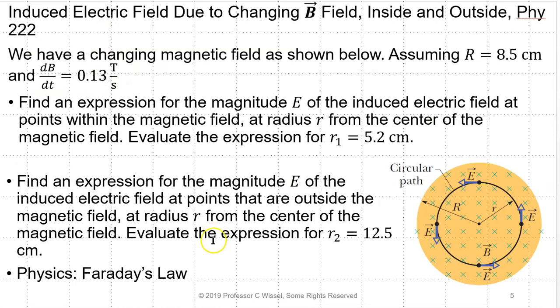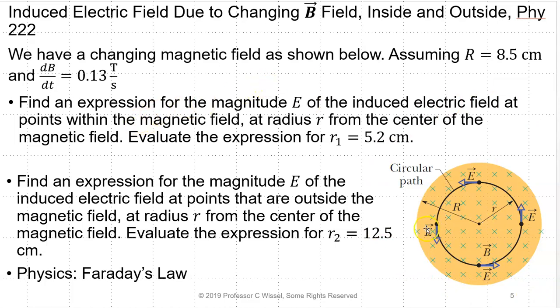Okay, so now we're going to calculate the induced electric field due to a changing magnetic field. We're going to do this inside and outside of this circular region of magnetic field. Now, the magnetic field is within this yellow region here, within this area here, and it's pointing into the page. And we're going to take a circular path around the center of this in 2 places, right here, inside this yellow part where the magnetic field is, and outside the magnetic field.